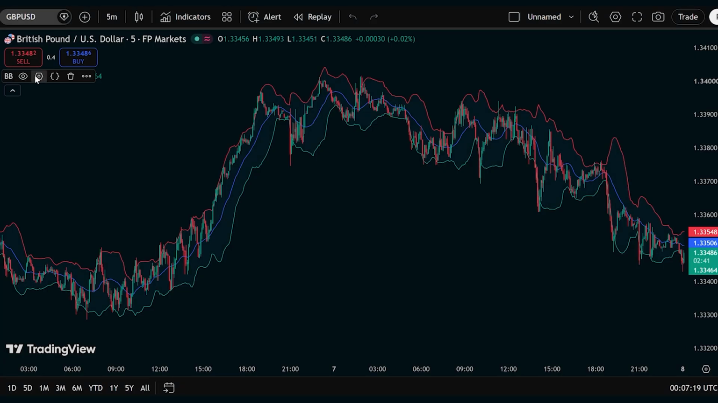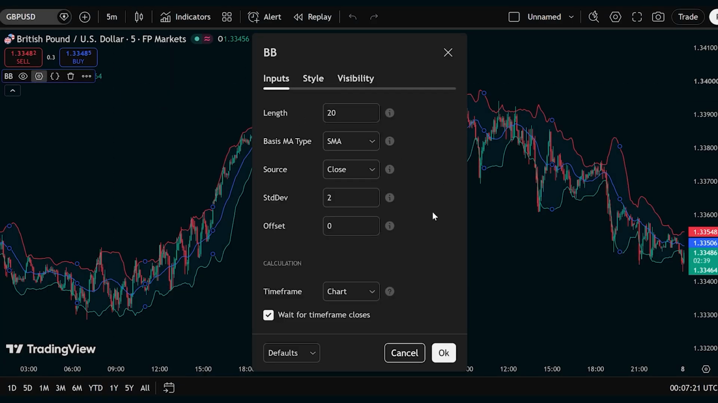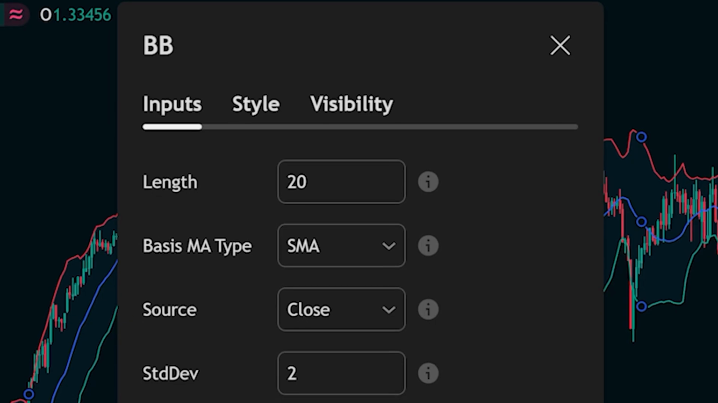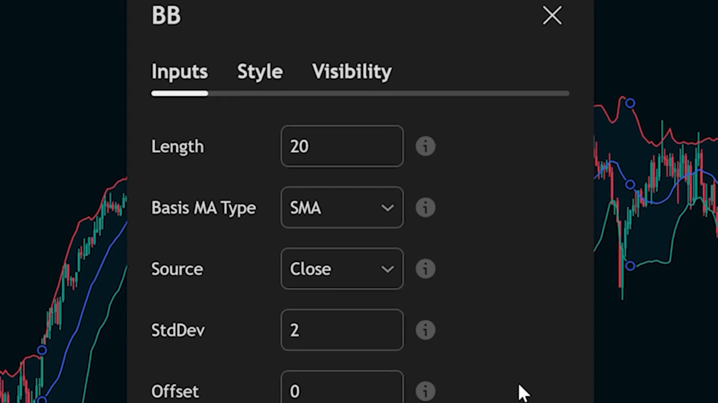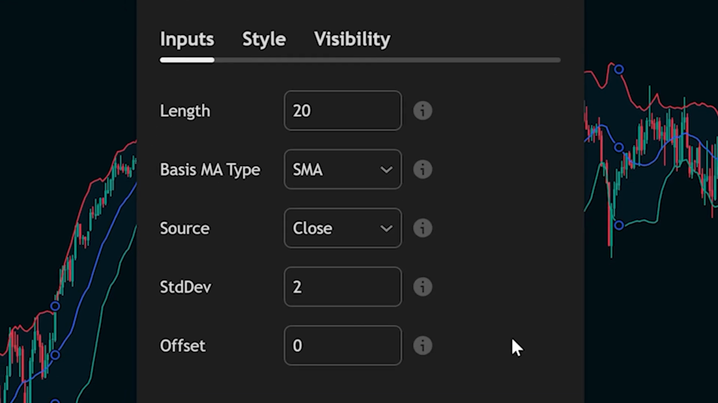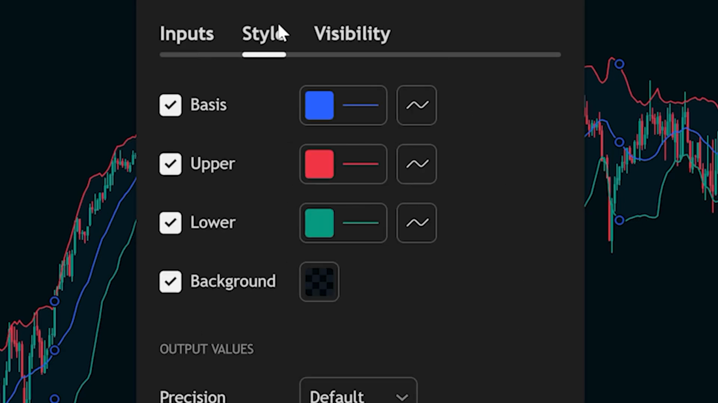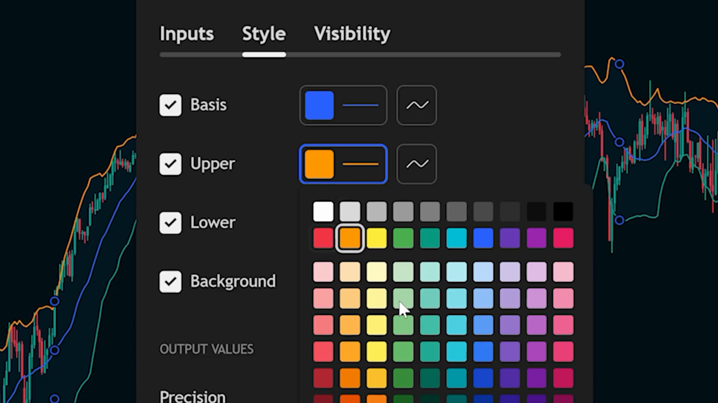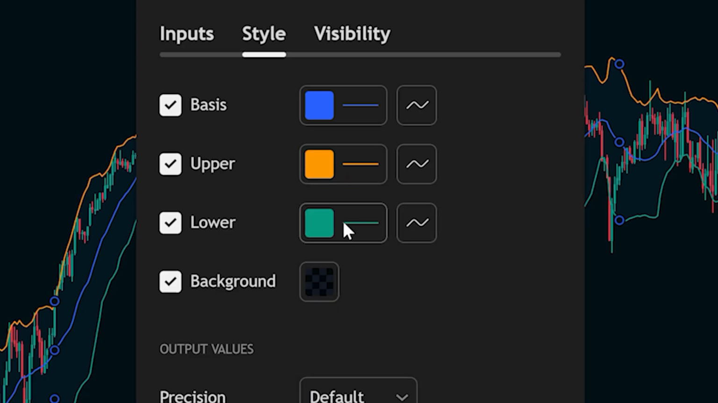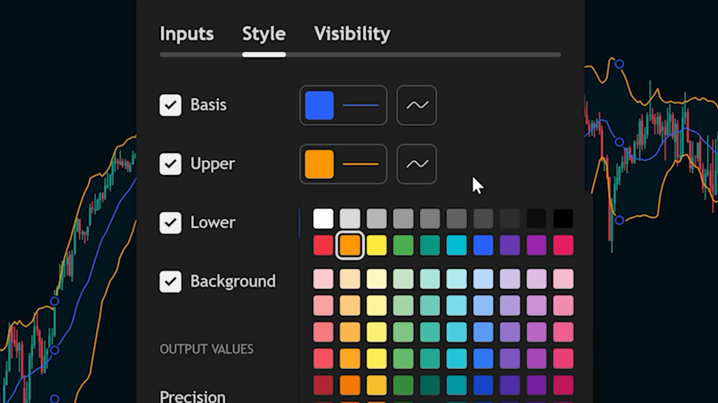Before the strategies, let us set up the indicator correctly for day trading. The default settings, a 20-period SMA with 2 standard deviations, are the settings used by institutional traders and market professionals. We will keep these unchanged. What we will adjust is the visual appearance. In the Style tab, change the middle band to blue and both outer bands to orange. This makes each component immediately clear on the chart.